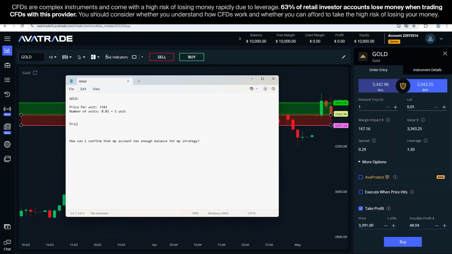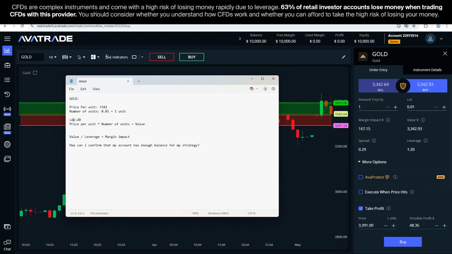But we're going to write here the equation, price per unit times number of units equals value. And then, I will explain about it in a moment, value divided by leverage equals margin impact. Fabulous. And we're going to have a look at the leverage here. That's 1 to 20.